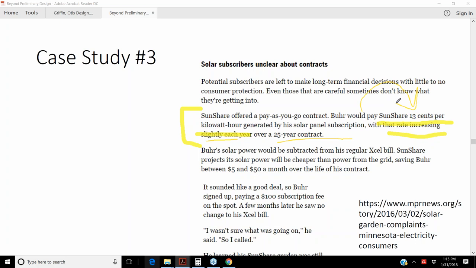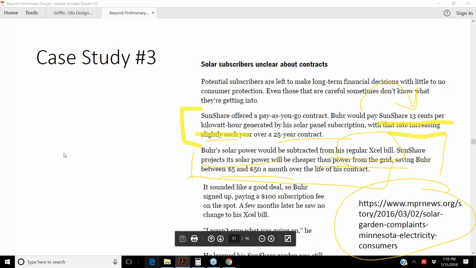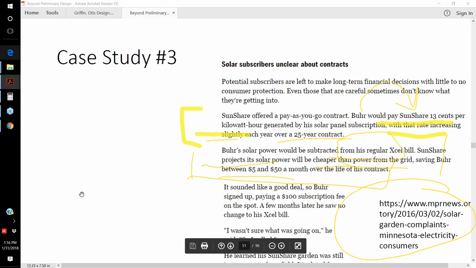There's no upfront investment. What he's saying is, I'm going to get an electricity rate of 13 cents for 25 years. And then that payment gets subtracted from his electric bill. So it's like he pays, you know, $50 a month to the community solar program, and then he gets $50 a month taken off of his electric bill. Now, in this article, it says SunShare projects solar power will be cheaper than power from the grid. And so over the life of the contract, Burr is going to save between $5 and $50 a month. And then the rest of the article says the customer thought he was getting a good deal, but his major complaint.